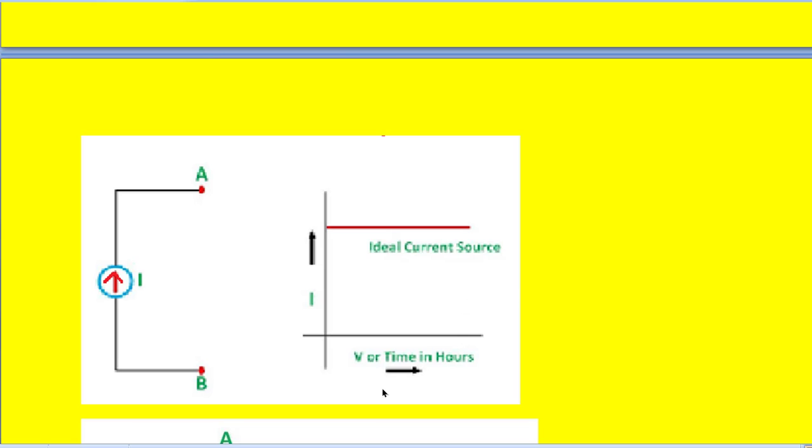And if you draw the characteristic between the voltage and the current, we find that irrespective of the load terminal voltage or independent of time, the current supplied by the current source is constant like this. It is horizontal, parallel to the horizontal axis or x-axis like this.